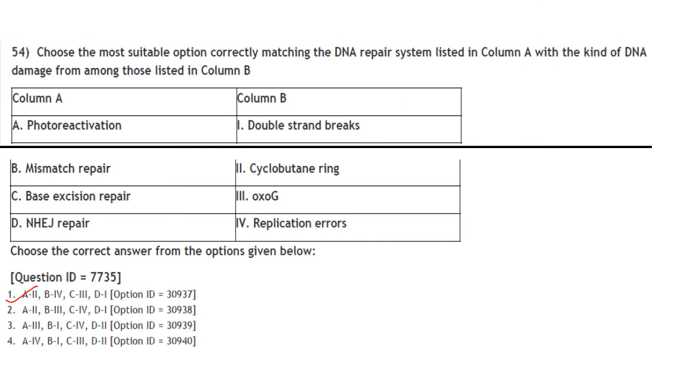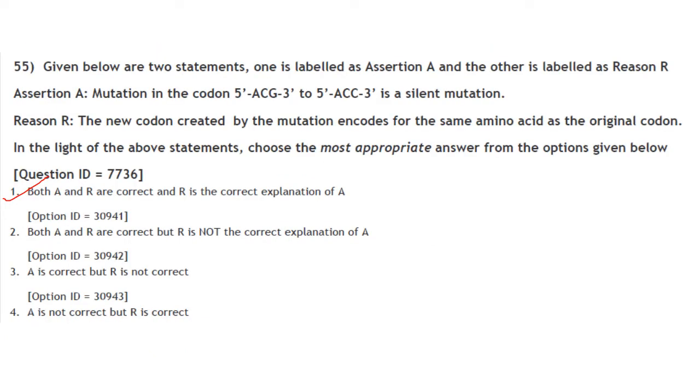Then choose the most suitable option correctly matching the DNA repair system listed in column A with the kind of DNA damage from among those listed in column B. Photoreactivation, it is cyclobutane ring. Mismatch repair is replication errors. Base excision repair is oxo-G, and NHEJ repair is double stranded break. So answer here is A2, B4, C3, D1. Answer is option 1.